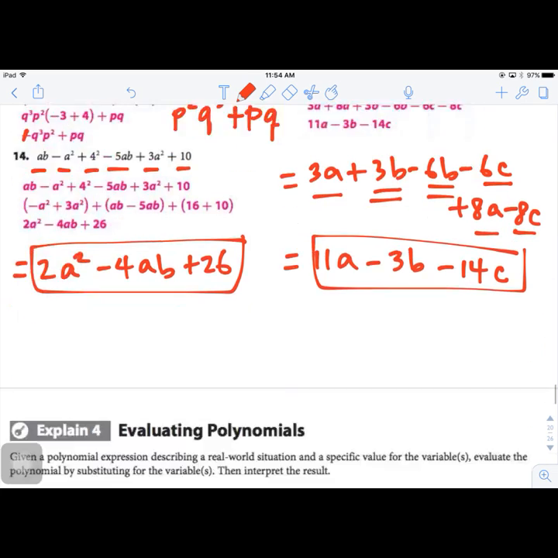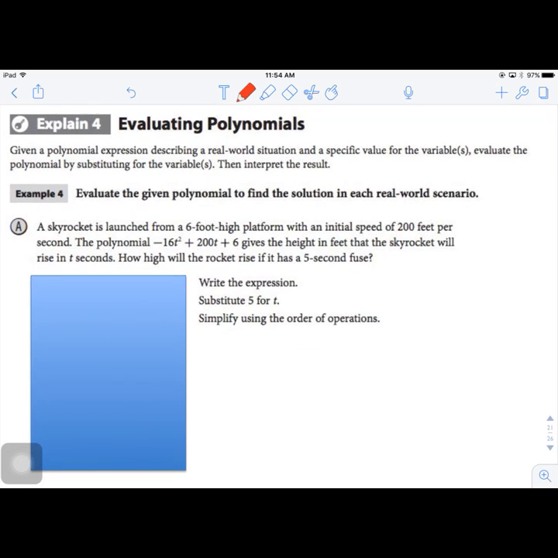Next, on evaluating polynomials. Evaluating often involves substituting a number into the expression to find the final result. So given a polynomial expression describing a real-world situation, we will evaluate the polynomial by substituting for the variable and then interpret the result. So let's take a look at the problem. A skyrocket is launched from a 6-foot-high platform with an initial speed of 200 feet per second. The polynomial is given right here.